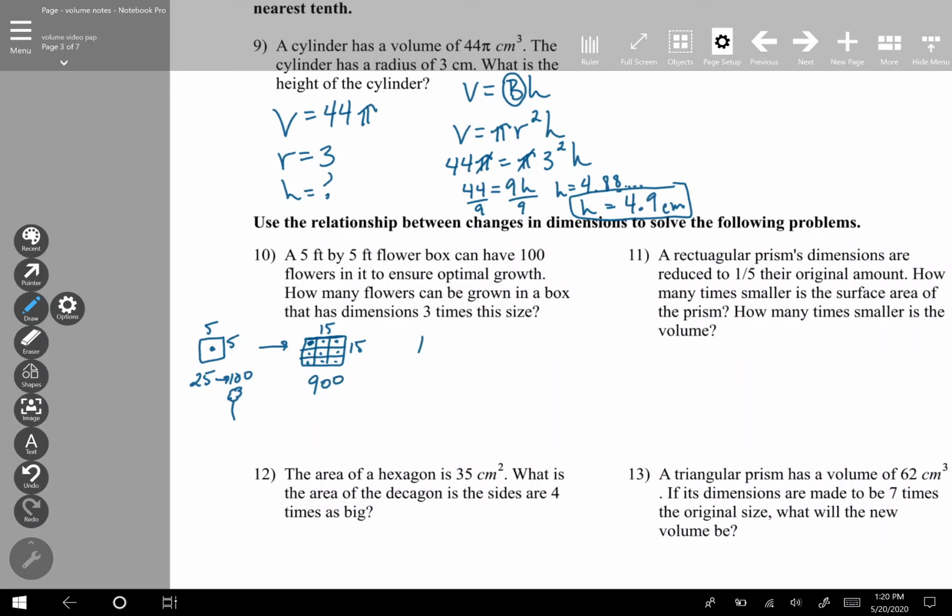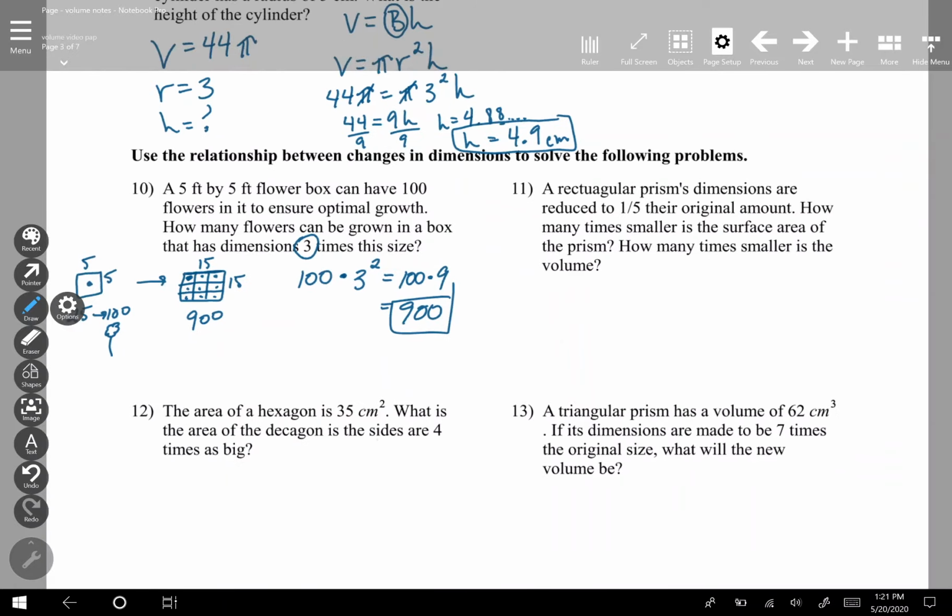So look at that. 100 times, and now we're dealing with area, so it would be the scale factor squared. So 3 squared, that's 100 times 9, which is 900. So this first thing here with the pictures, that's the conceptual. I'm trying to show you how you could figure this out. Over here, with just the numbers, I take the original and multiply it by the scale factor squared. That's going to give me my new one. I did scale factor squared because I'm dealing with area.